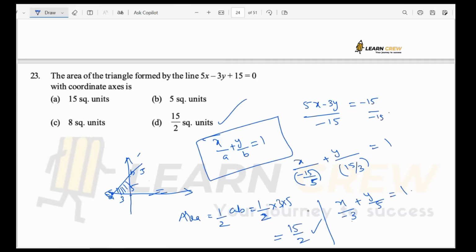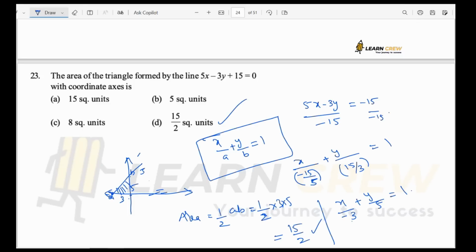It is a right angle triangle or not? It's a right angle triangle, where base is 3 and height is 5. So half of base into height. Half of base into height is the concept. Now please answer the next one.